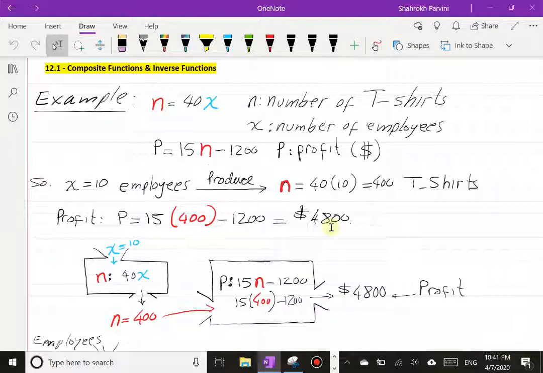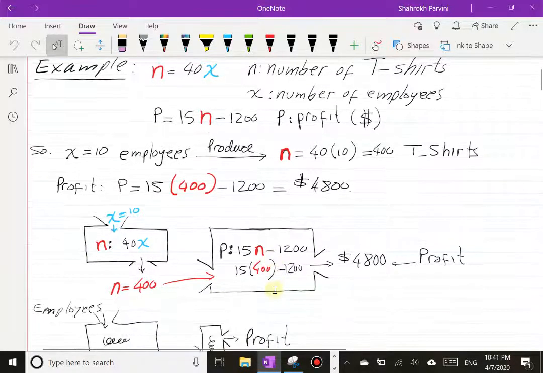Now, what I've done here is draw a couple of what we call function machines. Here I have the first machine, and this is the second machine. I've illustrated what we've done up here, these two simple lines, by summarizing them using these two function machines. In the first function machine, the input is the number of employees, x equals 10. This machine multiplies x times 40 and outputs n equals 400, that's 400 t-shirts.